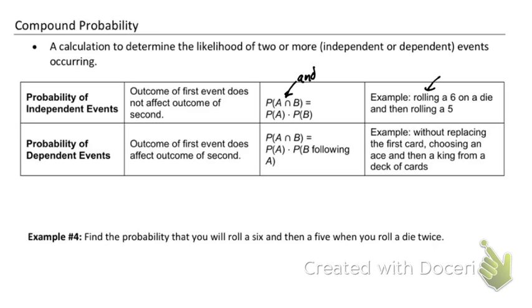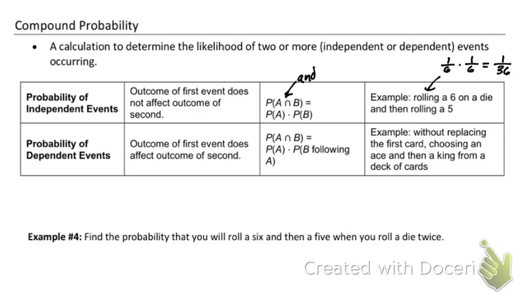So in fact, if I was to calculate this, the chance of rolling a 6 on your first die would be 1 over 6. The chance of rolling a 5 would be 1 over 6. So your answer to that one would be 1 over 6 times 1 over 6, which would be 1 over 36. All right, let's go on to dependent.